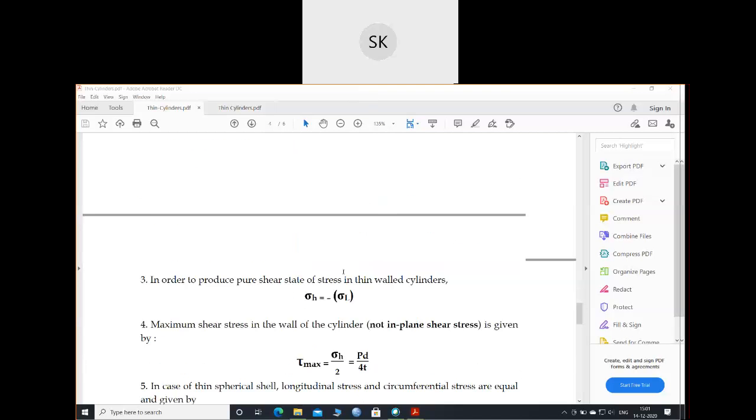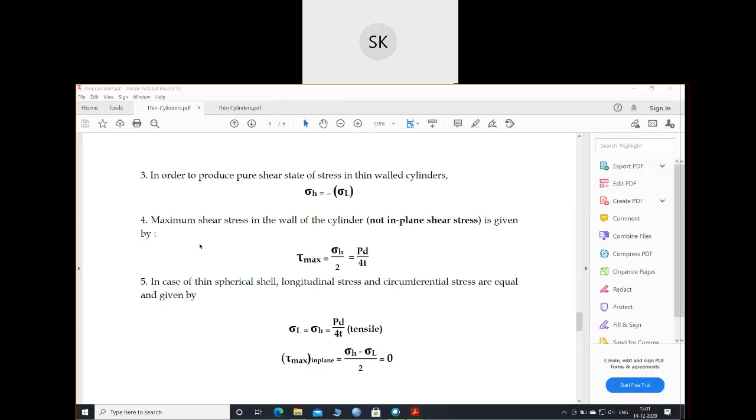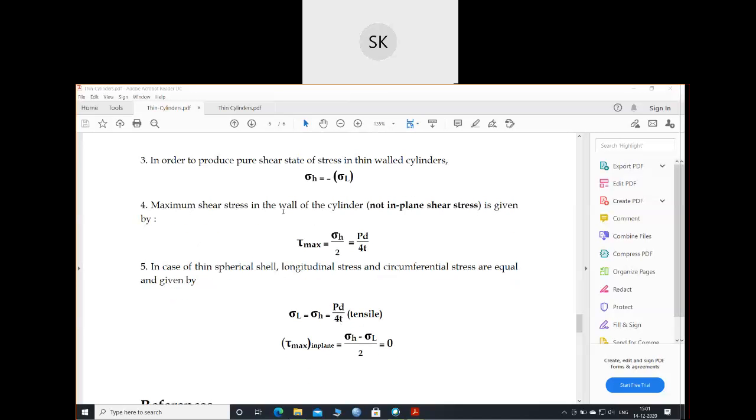Okay. So next, in order to produce a pure shear state of stress in thin cylinders, you have to use these conditions. So these are the few conditions. Maximum shear stress in the wall of the cylinder is given by this. Maximum shear stress is given by PD by 4t.